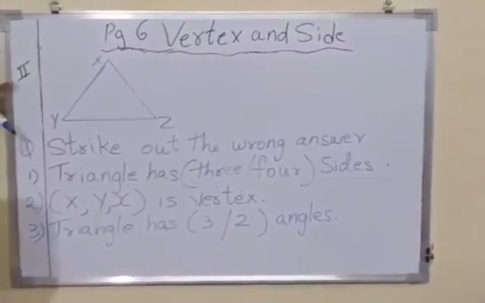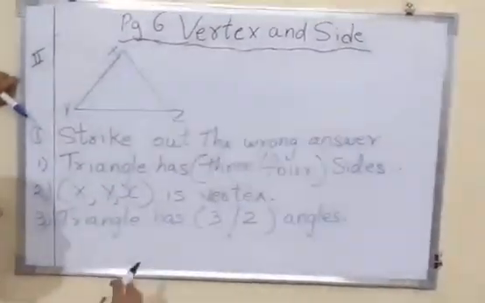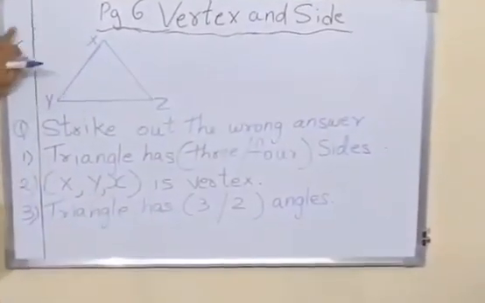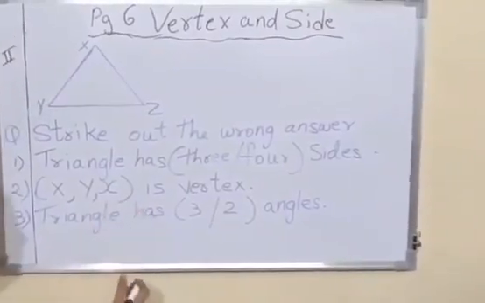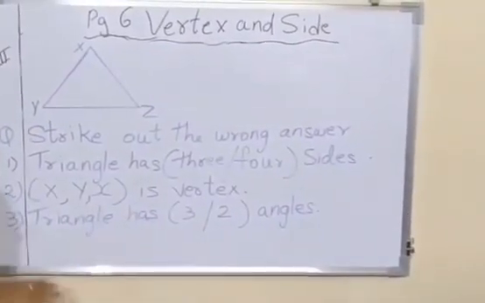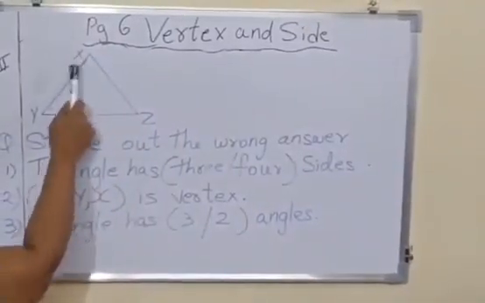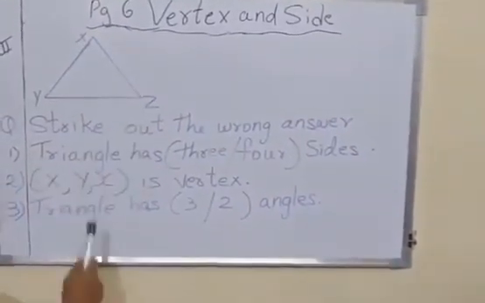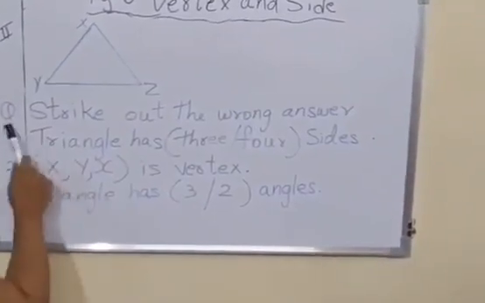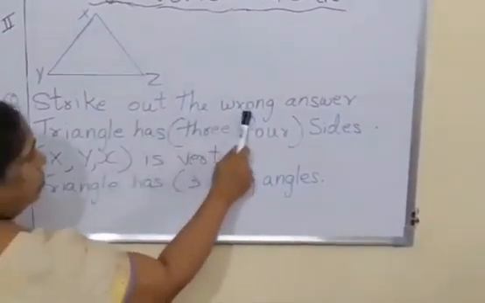Now children, see the second question. If you are having place in your long book, after you wrote the first question about the rectangle, you can continue this down. Otherwise, you can do it on the next page. Now here you can see a triangle, and the triangle's names are X, Y, Z. And they have given you some questions down here. What is the question given here? Strike out the wrong answer.